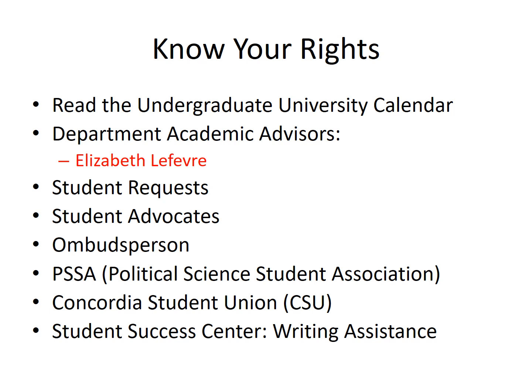There's also the Political Science Student Association at the undergraduate level. This is an association of political science students who like to get politically involved in administering their student association. They organize various events. There's the Concordia Student Union, which is a much broader political association that students can get involved in. And importantly, there's the Student Success Center, which provides a number of resources, but very importantly, writing assistance, so that students seeking to improve their quality of writing can go and consult.